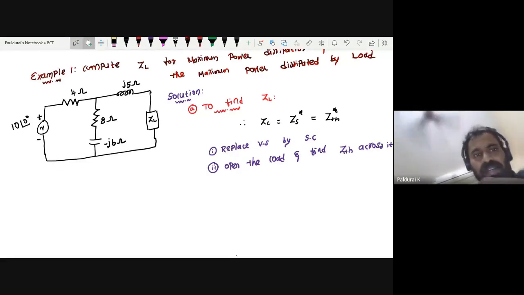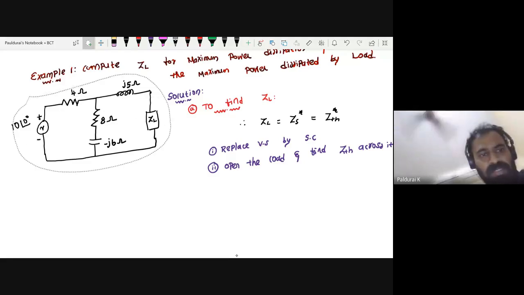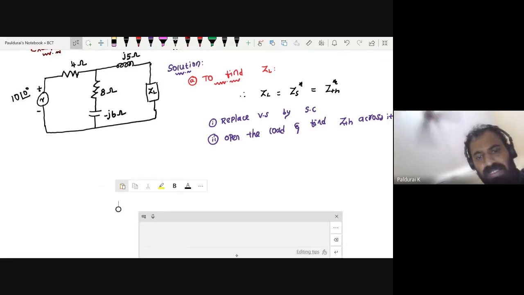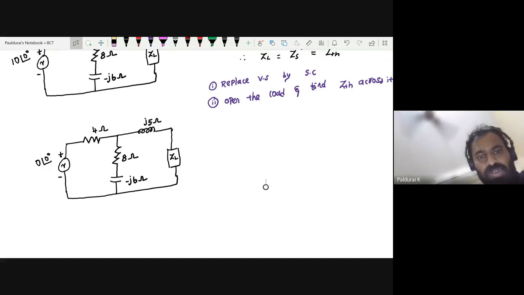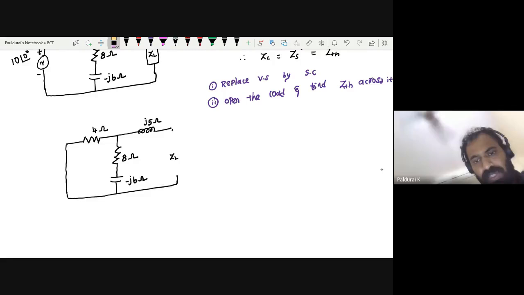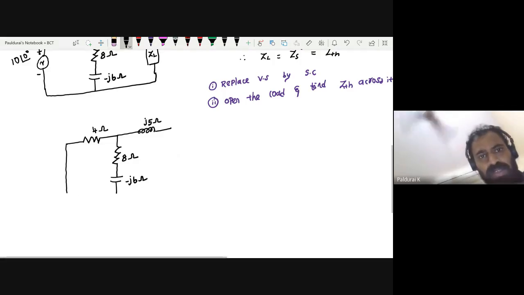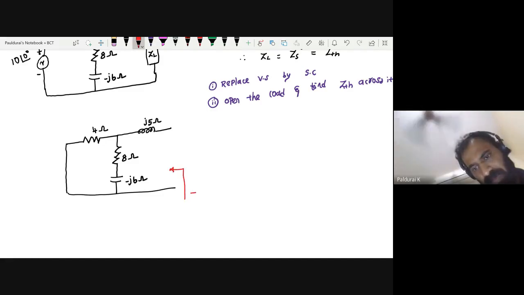So now, what is the equivalent circuit? Let me copy this diagram first. Copy, and I am pasting it here. So what you want to do? Listen to me carefully. You want to make a short circuit. So this is my short circuit. The voltage source is replaced by a short circuit, and you want to open the load. I am opening the load. Now find this. This is my ZTH. Therefore, what is my ZTH?